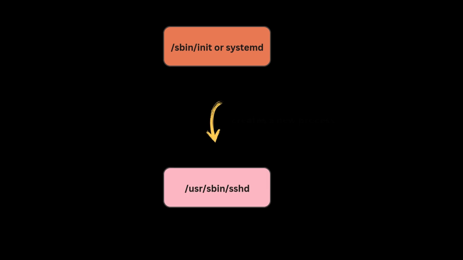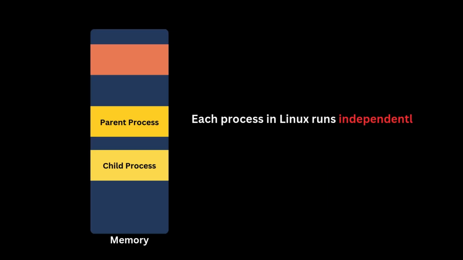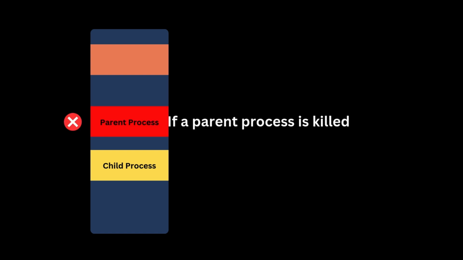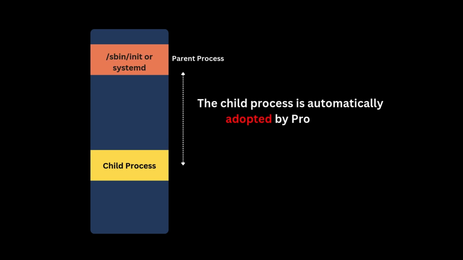When init or systemd creates a new process, it becomes the parent process, and the new one, like sshd, becomes the child process. Each process in Linux runs independently, in its own memory space, though parent and child processes can communicate if needed. If a parent process is killed, its child process can continue running. In such cases, the child process is automatically adopted by process ID 1, the init or systemd process.